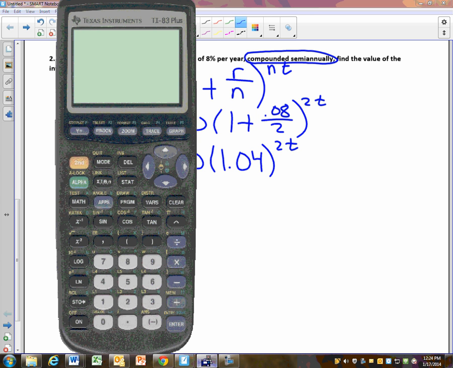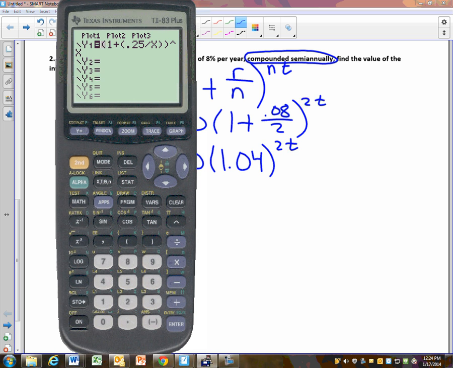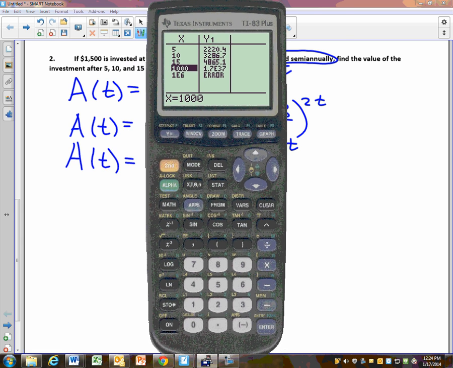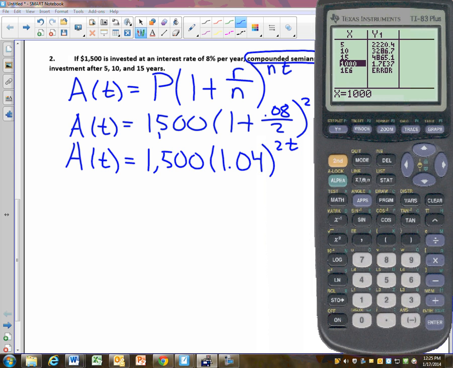So let's just go to our calculator and let's type it in. I'm going to go into y equals, and I'll type in 1,500 times 1.04 raised to the parentheses 2t. And if I go to my table, that way I can generate any of the values I want. I'm going to check 5 years, 10 years, and 15 years. And you can see that I get the respective amounts. So I'm going to write those down.